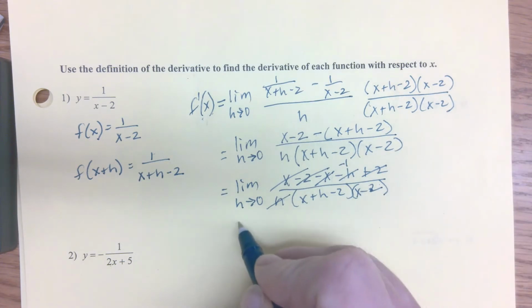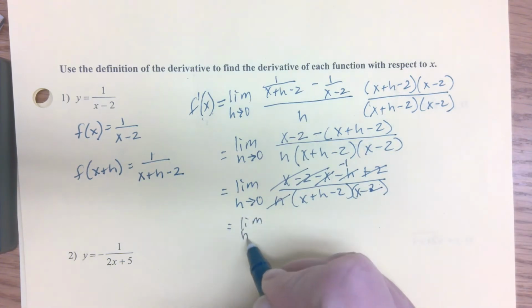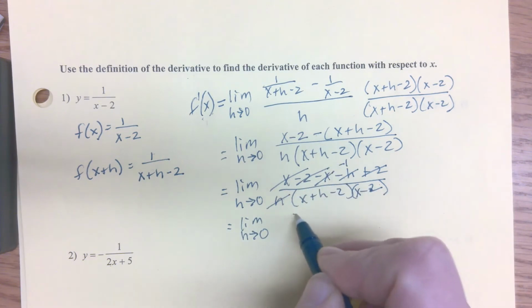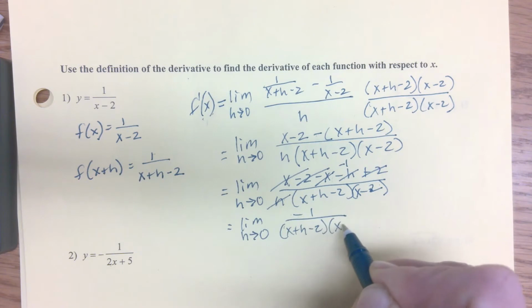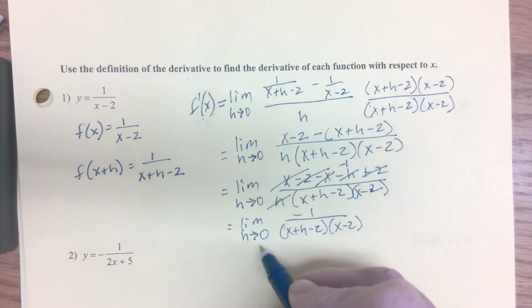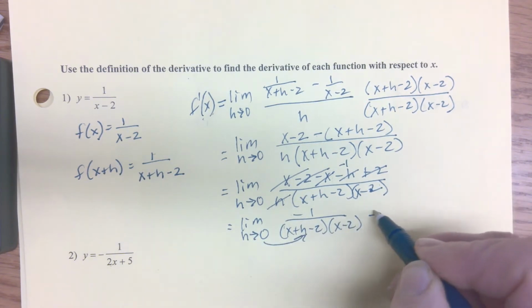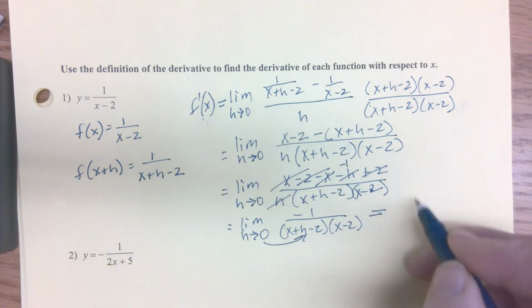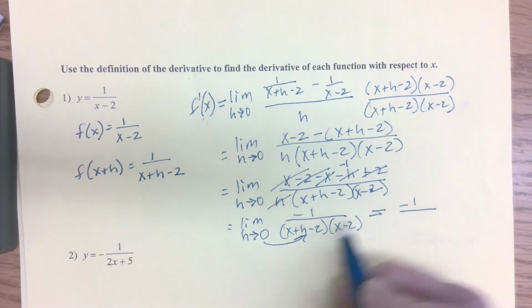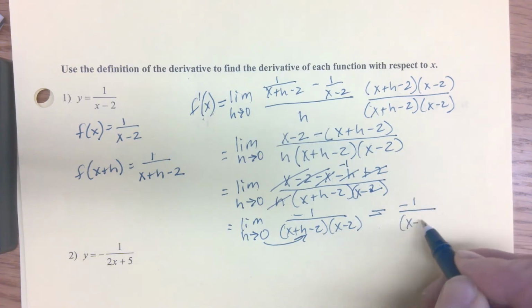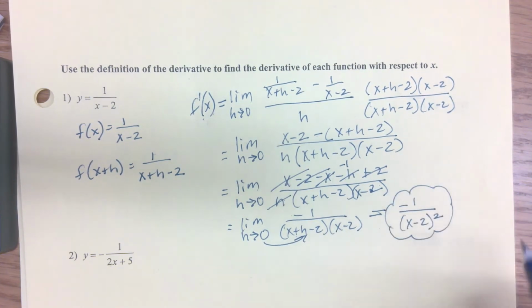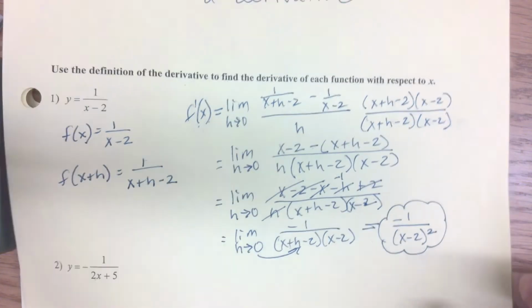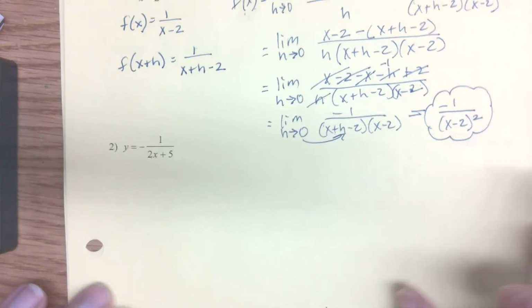So I have the limit as h approaches 0 of negative 1 over x plus h minus 2 times x minus 2. Then I can take the limit by putting that 0 in, and when I take the limit, I'm done. I have negative 1 over x minus 2 times x minus 2, or x minus 2 quantity squared. And so that is my derivative. Same thing's going to happen on the next one.